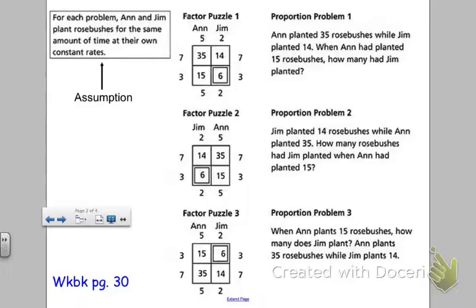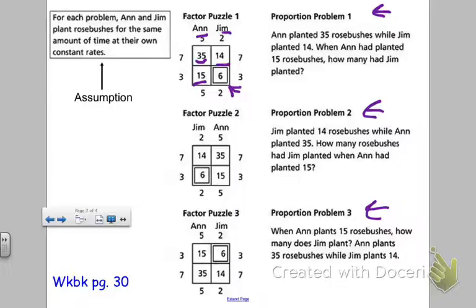If you look at workbook page 30, it gives you a couple different proportion problems. We have proportion problem 1, proportion problem 2, and proportion problem 3. We're going to read through each one, and we're going to see how they set up their factor puzzles. Proportion problem 1. Anne planted 35 rose bushes, while Jim planted 14. When Anne had planted 15 rose bushes, how many had Jim planted?